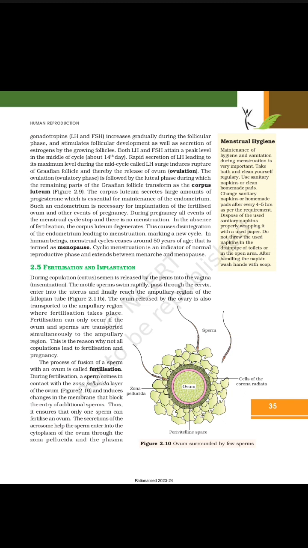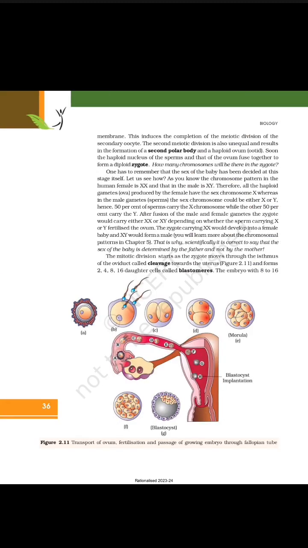The process of fusion of a sperm with an ovum is called fertilization. During fertilization, a sperm comes in contact with the zona pellucida layer of the ovum, figure 2.10, and induces changes in the membrane that block the entry of additional sperms. Thus, it ensures that only one sperm can fertilize an ovum. The secretion of the acrosome helps the sperm enter into the cytoplasm of the ovum through the zona pellucida and the plasma membrane. This induces the completion of the meiotic division of the secondary oocyte. The second meiotic division is unequal and results in the formation of the second polar body and a haploid ovum. Soon the haploid nucleus of the sperm and that of the ovum fuse together to form a diploid zygote.